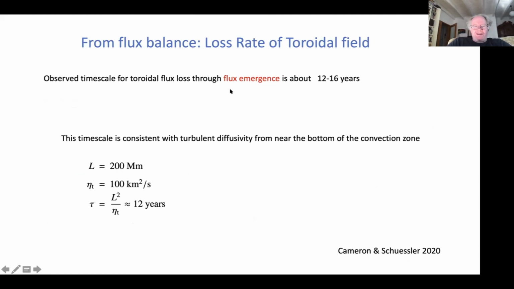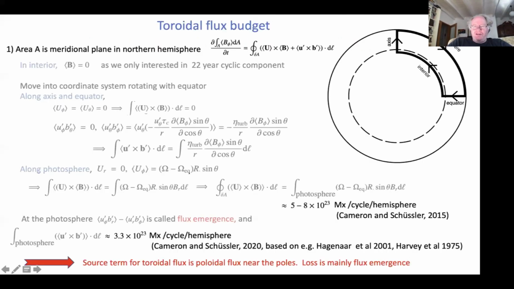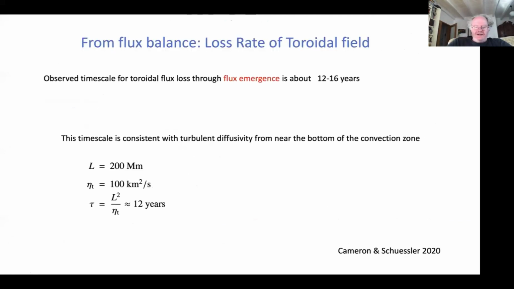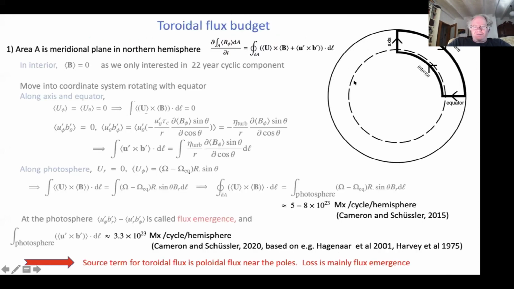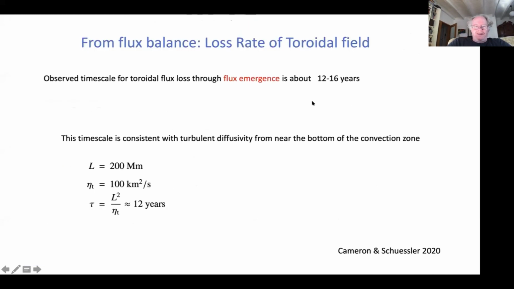This rate at which we're generating and losing most of what we're seeing through flux emergence gives you a time scale for the flux emergence process of 12 to about 16 years. This comes just from taking 5 and 3.3. So our total flux produced per cycle is 5, and we lose somewhere between 3.3 and 5 per cycle. Therefore, the time scale for flux loss is somewhere between 12 and 16 years.